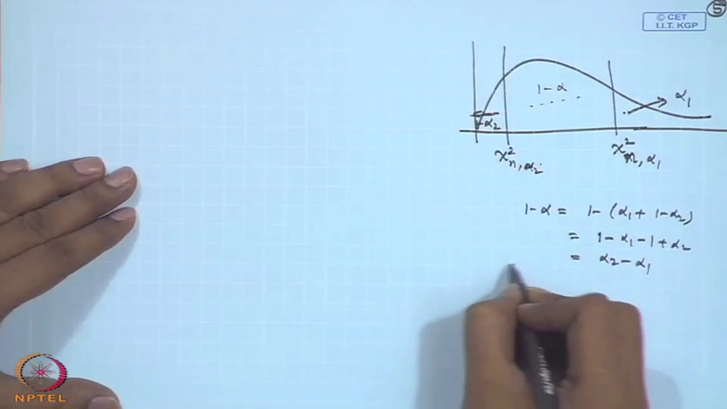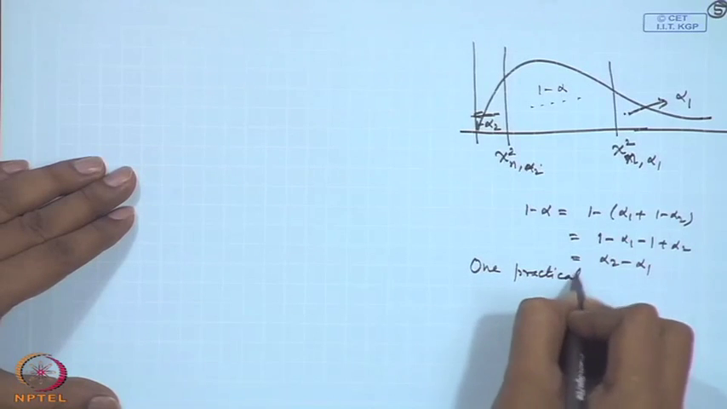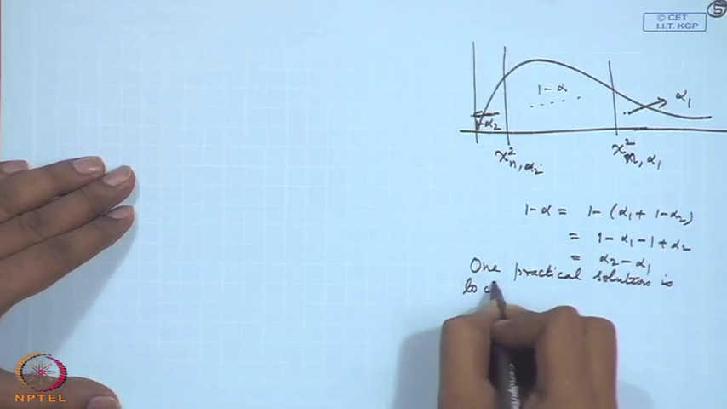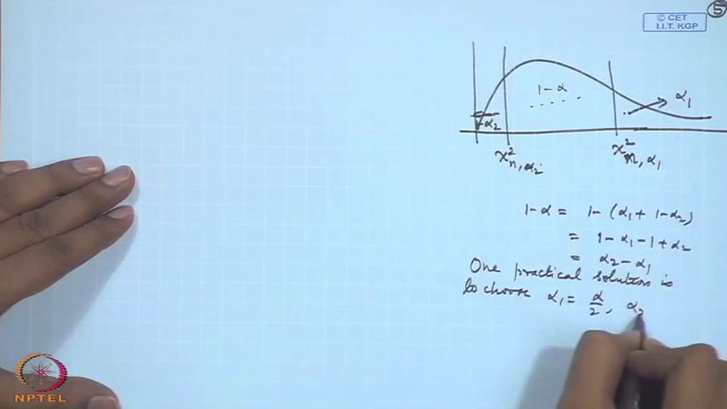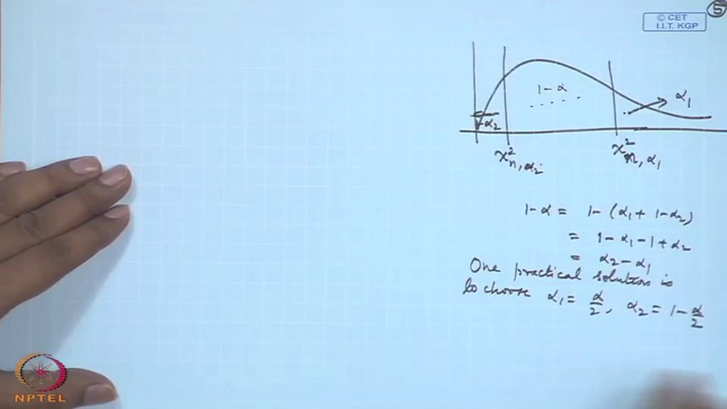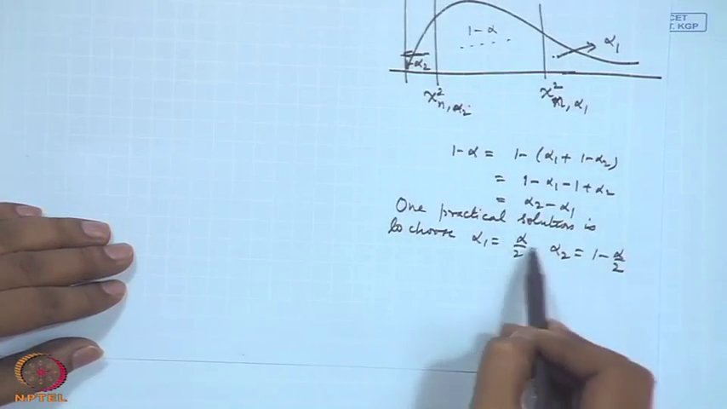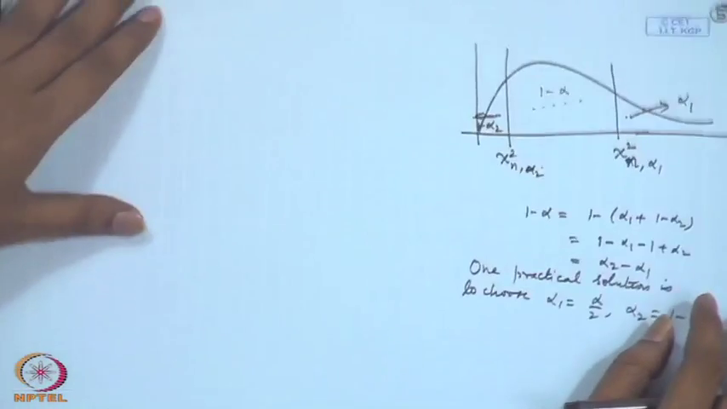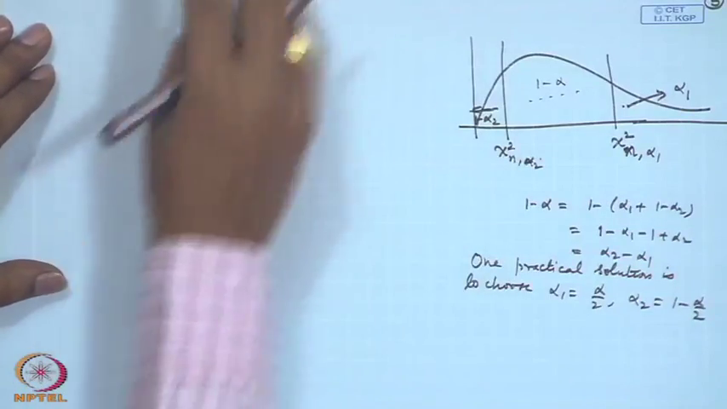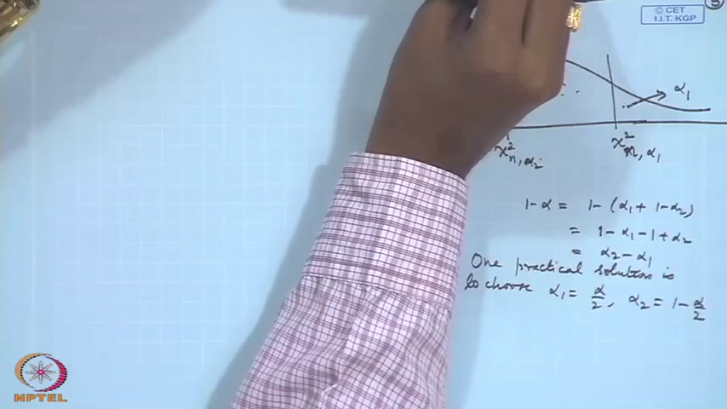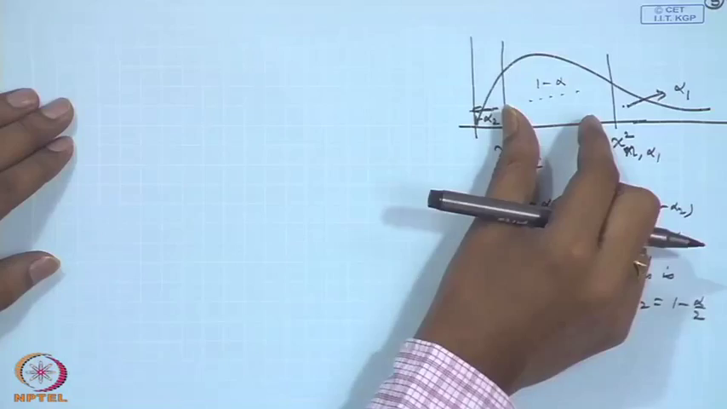So, one practical solution is to choose alpha 1 is equal to alpha by 2 and alpha 2 is equal to 1 minus alpha by 2. In that case, you can see here that this will contain 1 minus alpha here. Because there can be many solutions here, whereas in the case of confidence interval for mu, we had the shortest length, but here shortest length is not ensured. So, you can actually choose many different choices, but a practical solution could be this. This is also to take care of the usage of various probability tables related to chi square distribution, because the percentage points of chi square are tabulated. So, if you have to make use of that, then this is a much better solution.